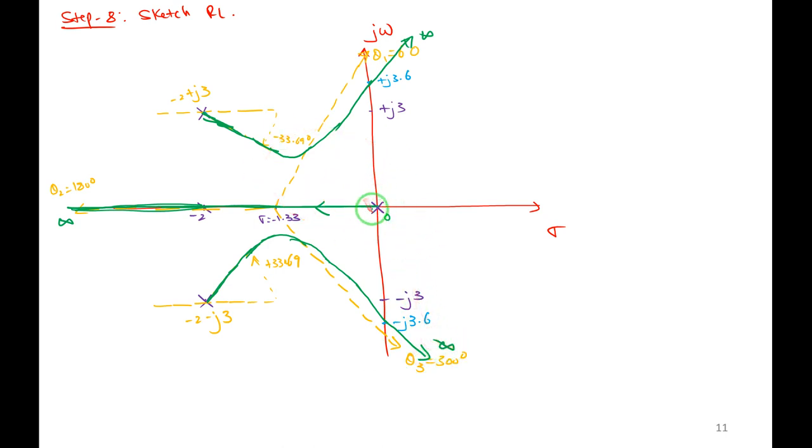So three branches. One branch is starting from 0 and moving towards infinity. Another branch is starting from this and moving towards infinity. Another branch is starting here. This is the complete root locus.